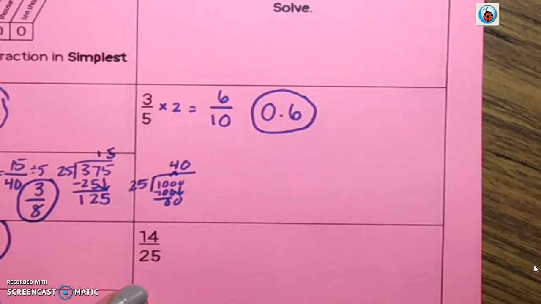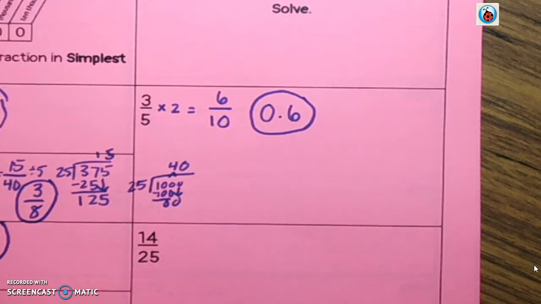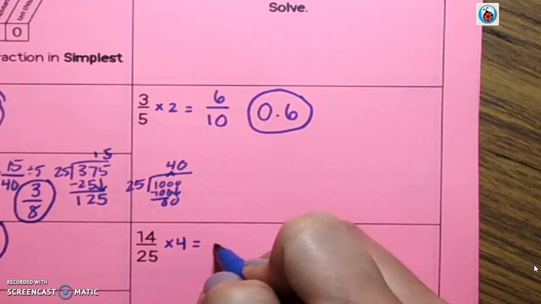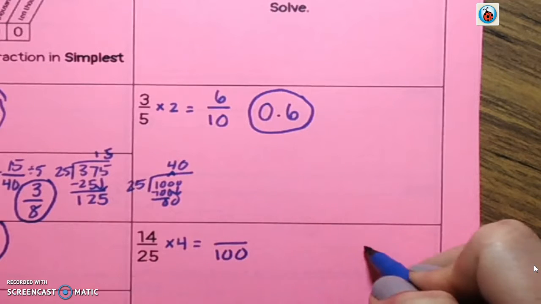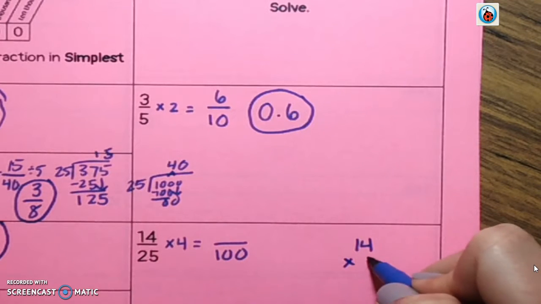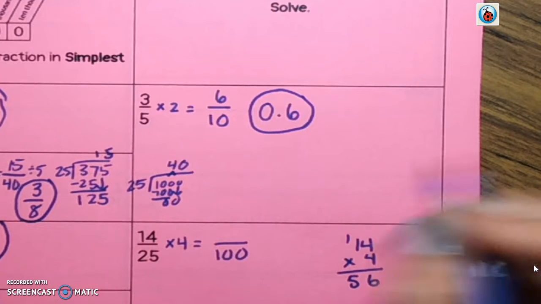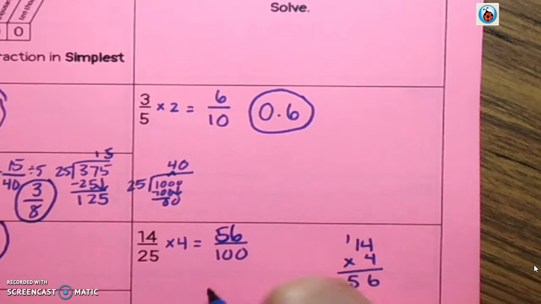Let's look at this one. So we need to try to get 25 to be 10, 100, or 1,000. I know I can make 25 into 100 by multiplying by 4. And then we have 14 times 4. We have 56, so 0.56. The 6 is in the hundredths spot, so that is correct.